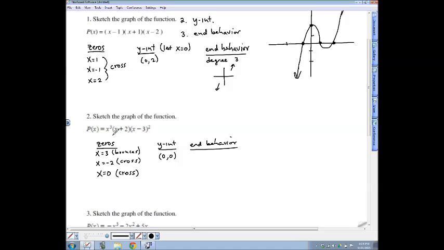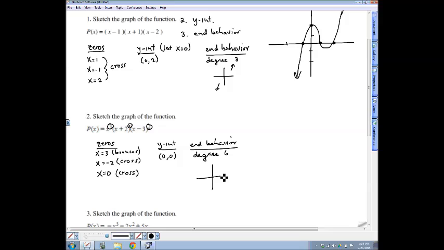When the polynomial is written in factored form, one way to determine degree is adding the multiplicity of the factors. So a multiplicity of 3, a multiplicity of 1, and a multiplicity of 2. If you add all those numbers up, you get degree 6.